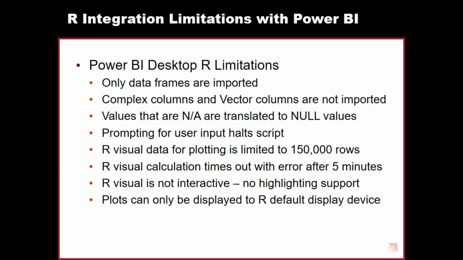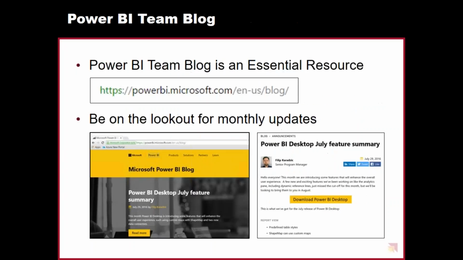The R visual, as of August at least, was limited to 150,000 rows. The R visual has a timeout, which is 5 minutes. And as I showed you, the R visual is not in itself interactive, so there's no highlighting support. However, you can add other slicers or other types of filters to the page, which will basically allow you to slice and dice data with an R visual. Okay, lastly, when you're creating charts, don't ever try to use anything other than the standard default output device. So you just use that, and that's what automatically writes there.